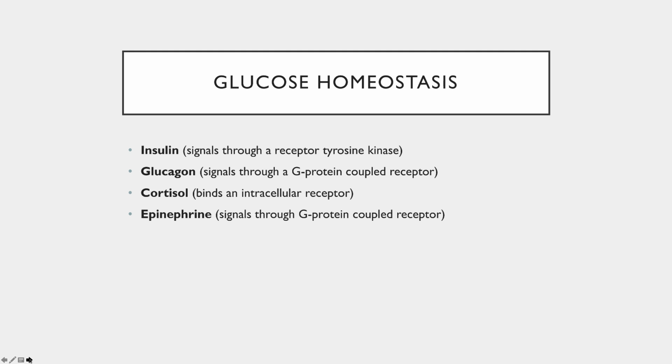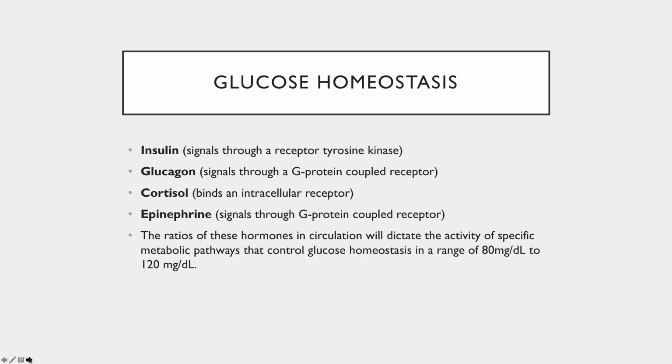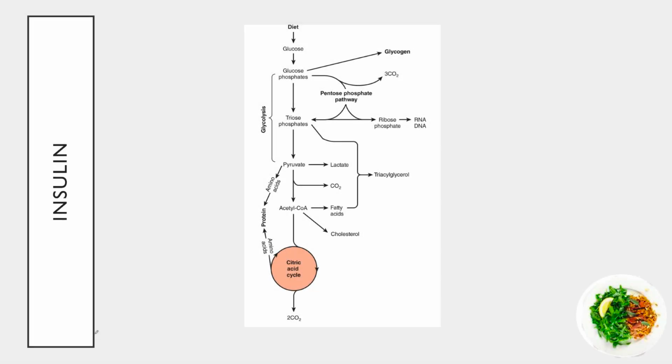So the interplay between these four hormones is essential such that we maintain glucose homeostasis in a very tight range between 80 mg per deciliter to 120 mg per deciliter. So let's start with insulin in the fed state, because insulin is going to be elevated under conditions when you've just eaten. So let's first look at what happens to dietary glucose. So dietary glucose can either be oxidized or it can be stored in several forms.